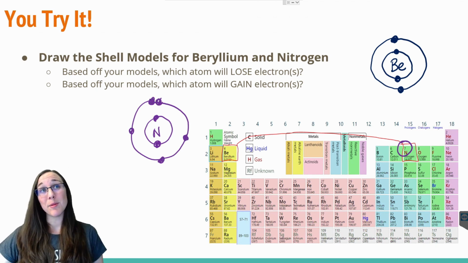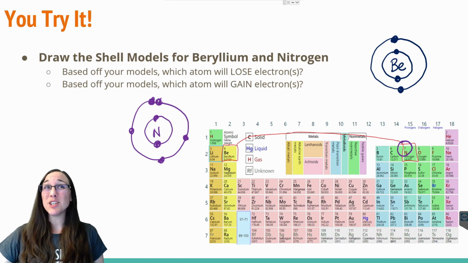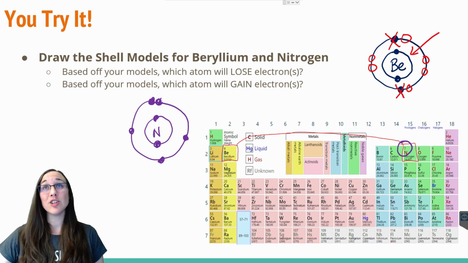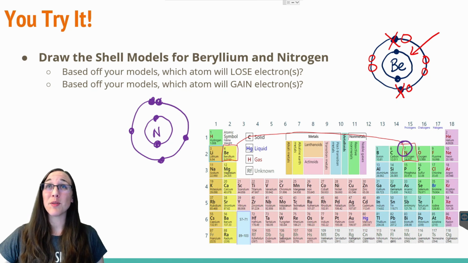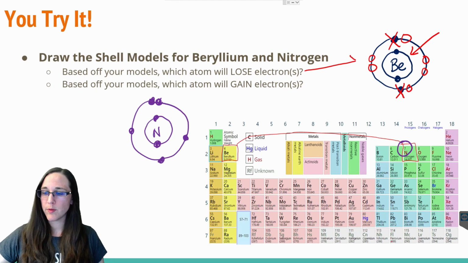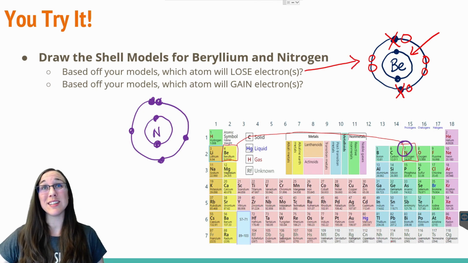So I will pose the same question as I did before. Is it easier for beryllium to gain an extra 6 electrons in the outermost shell in order to be like a noble gas? Or is it easier to just lose these 2 electrons and have a full shell down below? Hopefully you can see that it would be a lot easier for beryllium just to lose the 2 than to gain 6 extras. So beryllium is the one that wants to lose electrons.